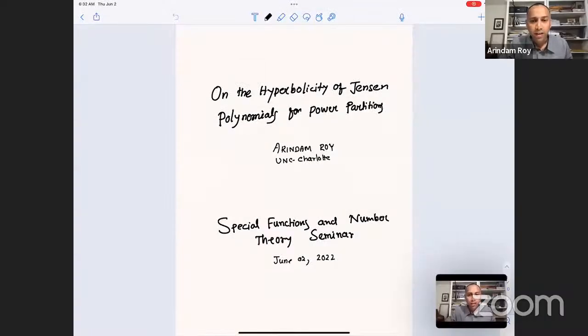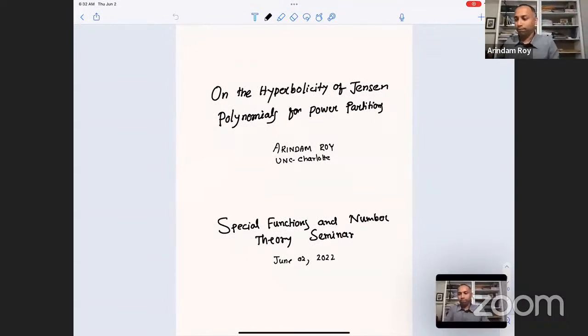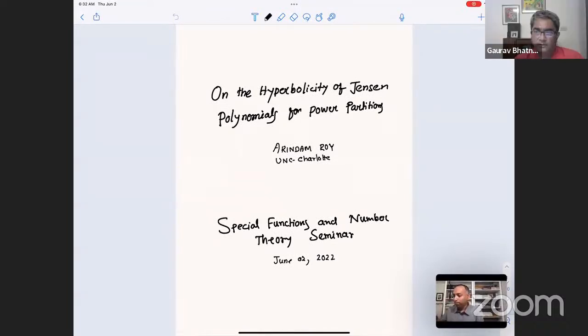So is it readable from the other side? Okay, so we can do that.